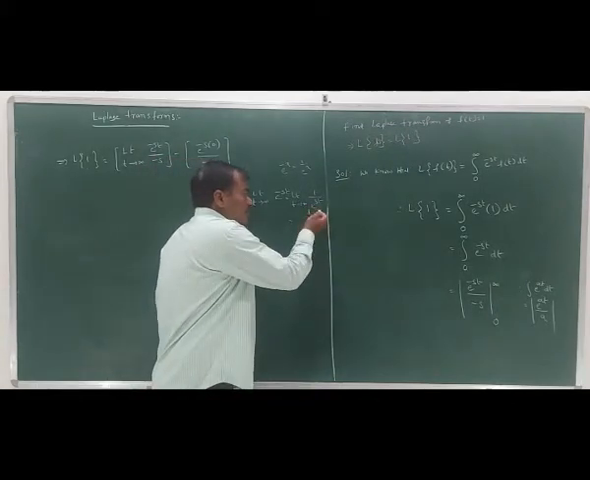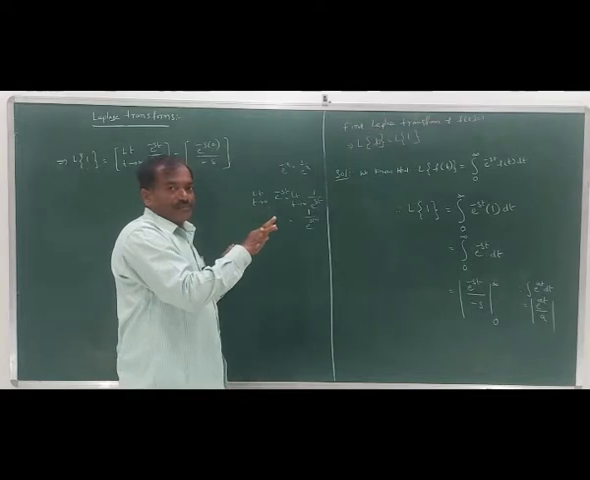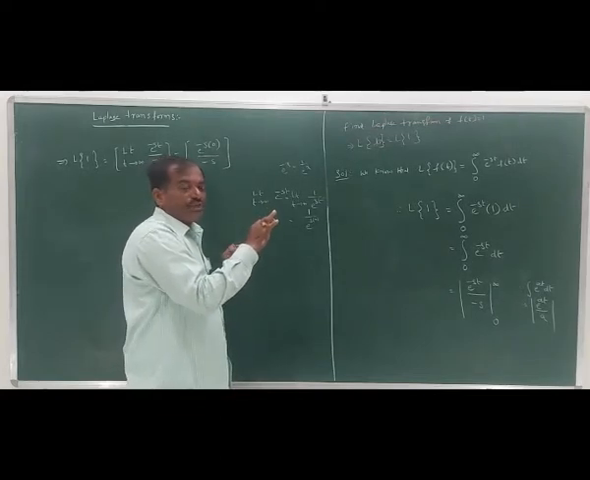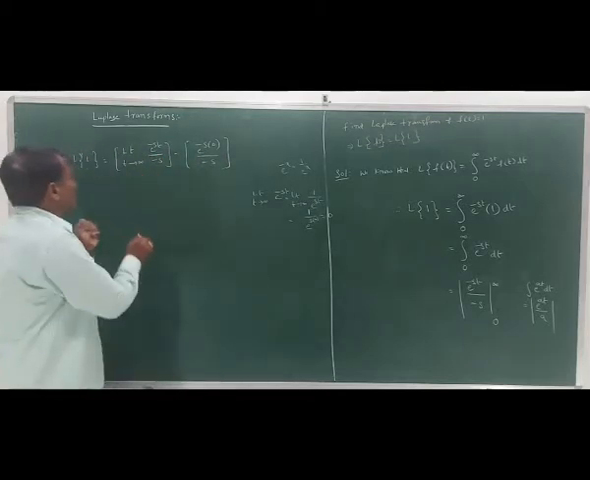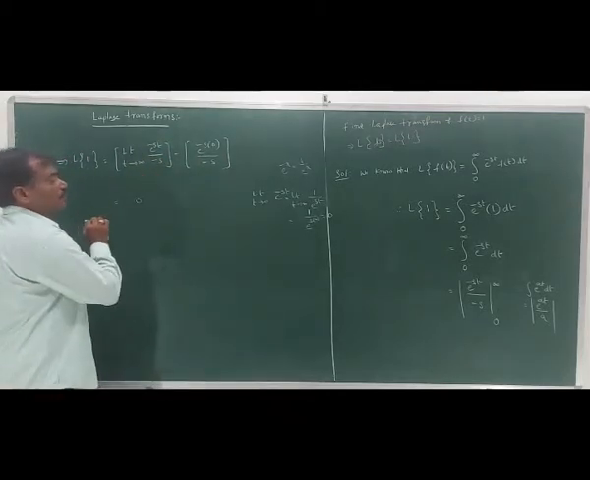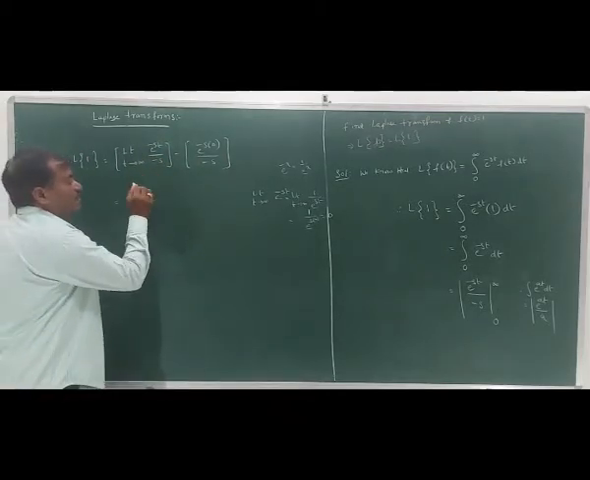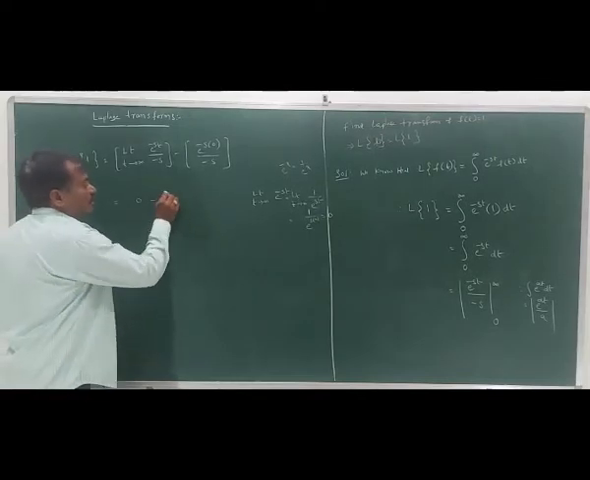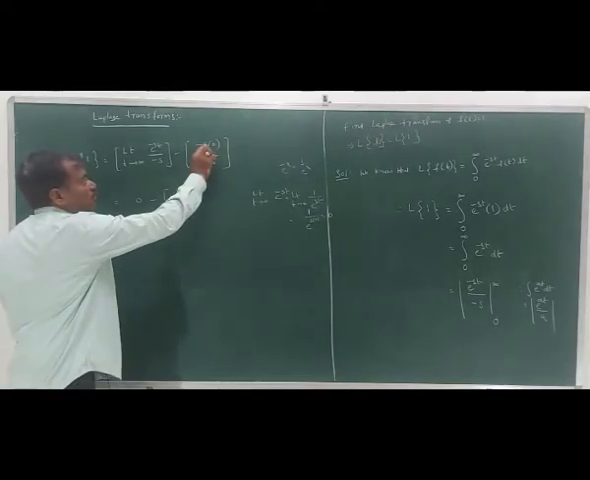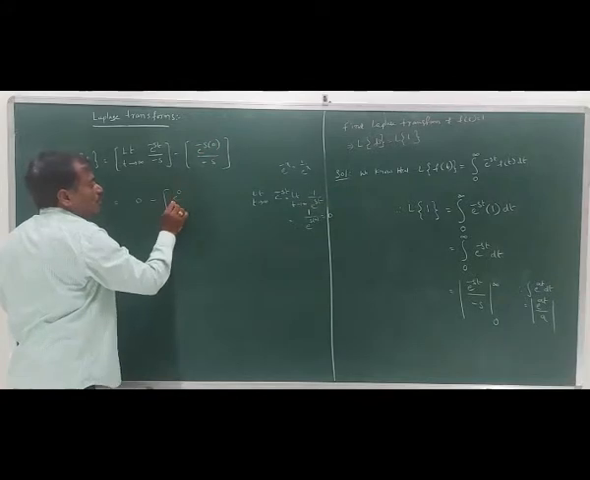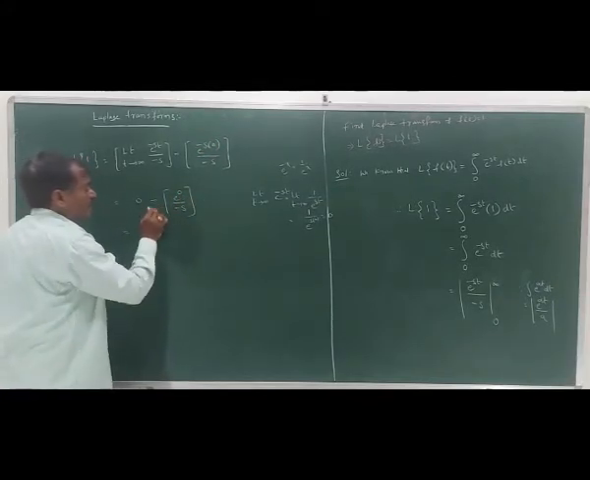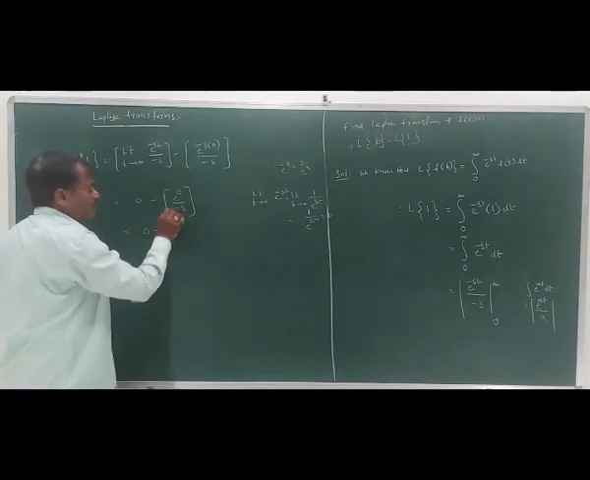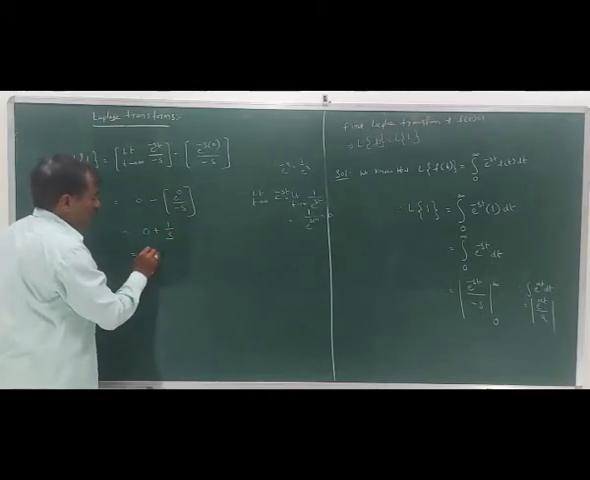So something by infinity, the largest value, equals 0. That's why this value becomes 0. Minus e power 0 something into 0, 0 by minus s, and this is equal to 0 minus minus plus e to the power of 0, which equals 1 by s. This is equal to 1 by s.